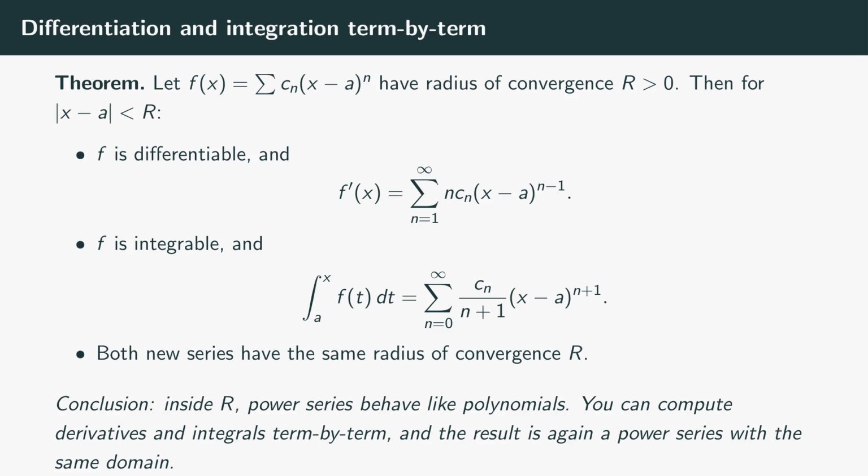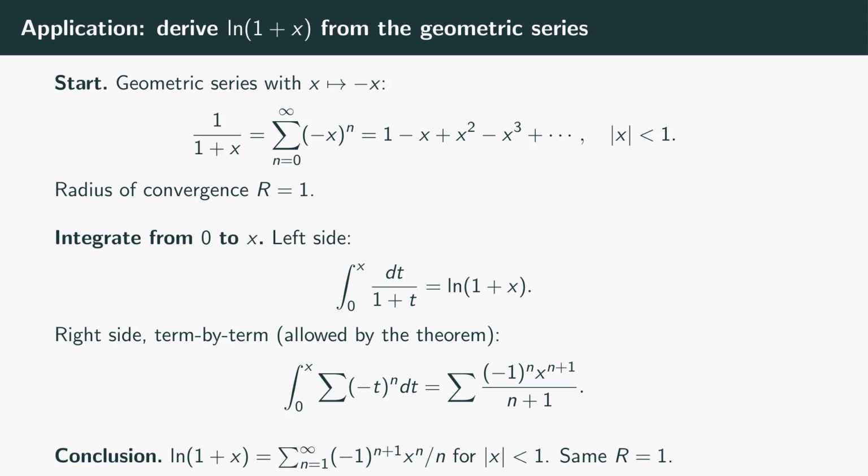Why is the radius preserved? Because multiplying coefficients by n or dividing by n plus 1 doesn't change the limit of the absolute value of c sub n over c sub n plus 1. The leading behavior of the ratio depends on the c sub n, and the polynomial factors wash out in the limit. Time to use the theorem to do real work.